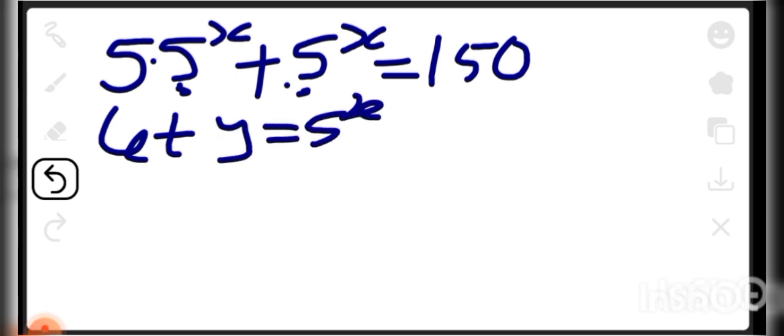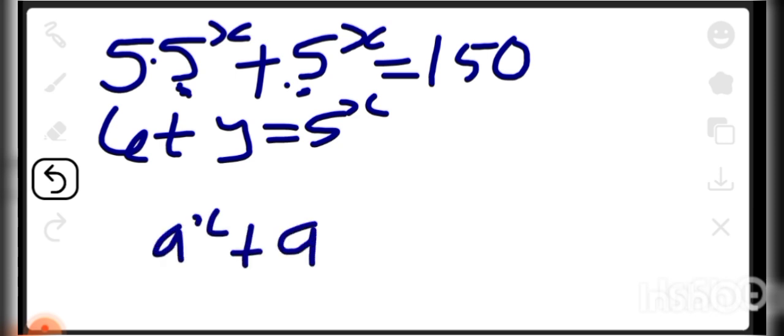You can do it this way. This is the methodology here. Anytime you see something like this, in which you have two indices being added together, for example a raised power x plus a raised power 3x plus 1, something like that, they are adding indices together. You use the substitution method to solve the problem, to unravel the mystery.